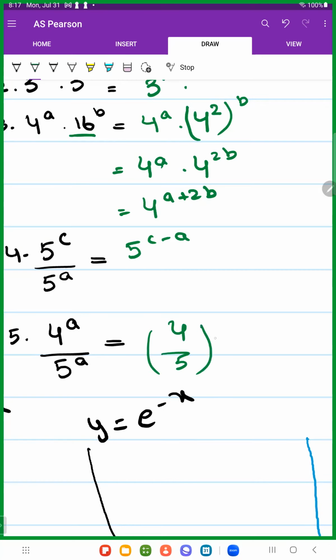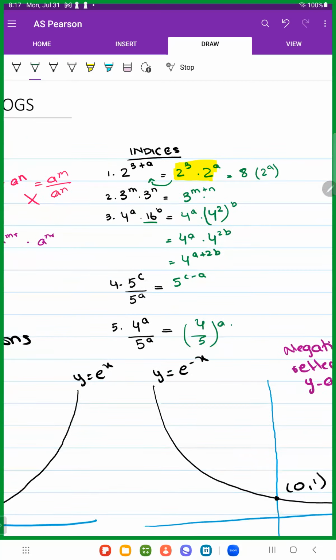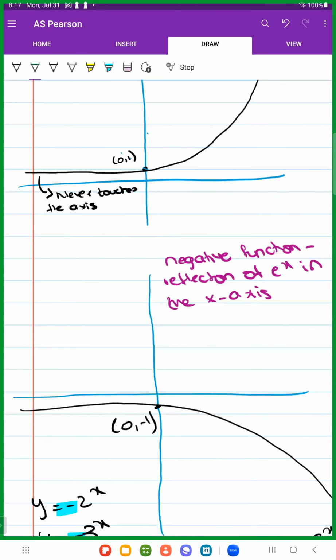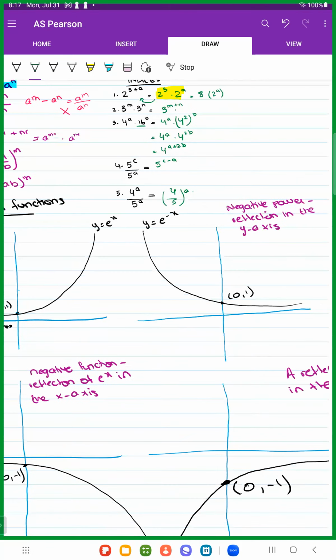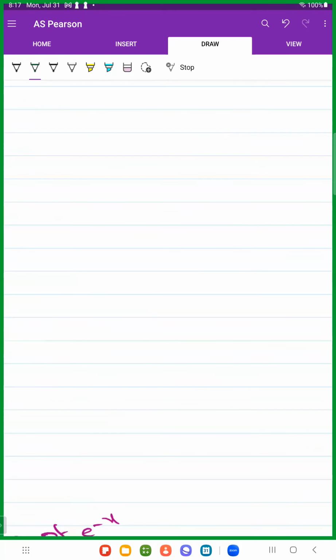Now I'm giving you some questions to do on your own. It's important to know indices very well before moving on in this chapter. Let me just write down the questions over here.